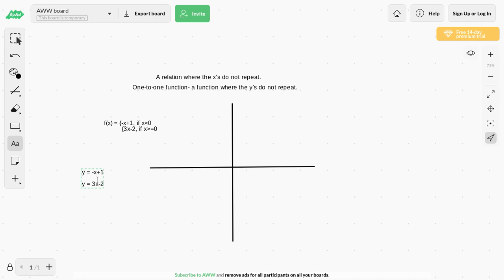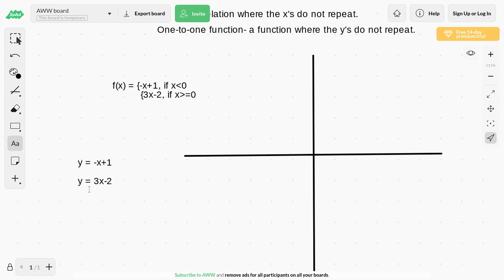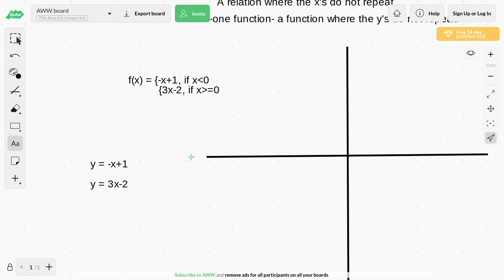So let's start with this one, negative x plus 1. You have a slope of negative 1 over 1, so you go down 1 to the right one, down 1 to the right one, over and over and over. And you start at y equals 1. So I have my pen tool, and I have a point right here. This one is smaller than 0, so it can only go to the left of the y-axis. So let's go down 1 to the right one. So you have a point right here. But wait, that's to the right. So there's a problem.